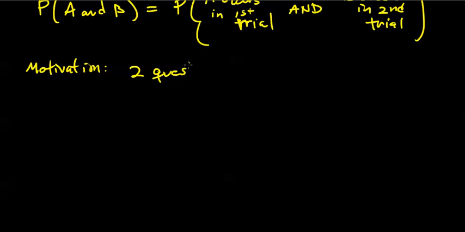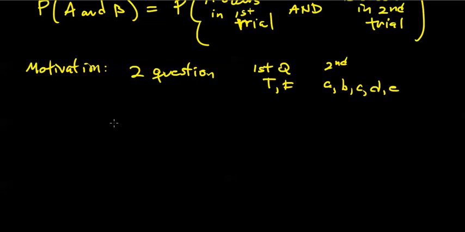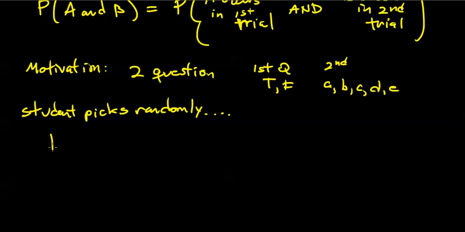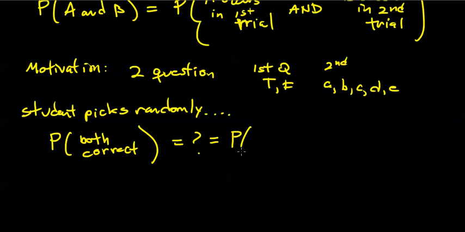Alright, motivation. Let's motivate our lecture today with an example. Let's take a two-question quiz. Let's say some teacher presents you with a two-question quiz. Let's say the first question is true or false, and the second question is a multiple choice with 5 choices. If a student knows nothing and picks randomly on both questions, let's find the probability that both are correct. Okay, that is our goal here. Well, I can translate that into an AND statement. That's the probability that the first question is correct and the second question is correct. Let me be sure to say that correctly. This is equivalent to the probability that the first question is correct and the second question is correct. And that's our goal here.